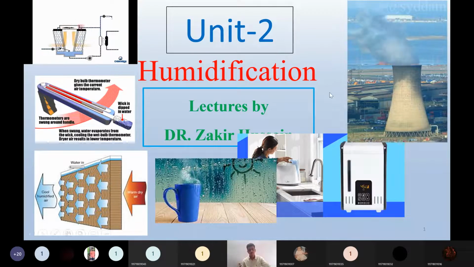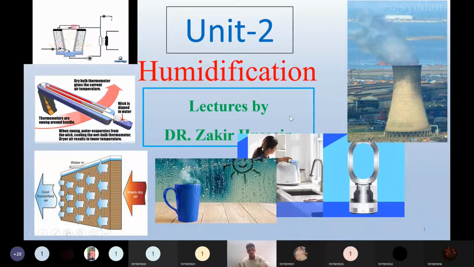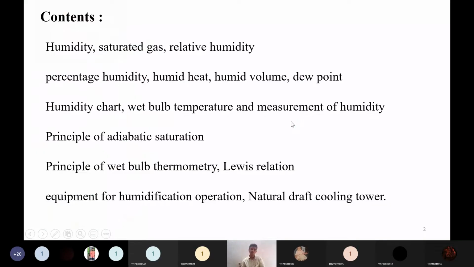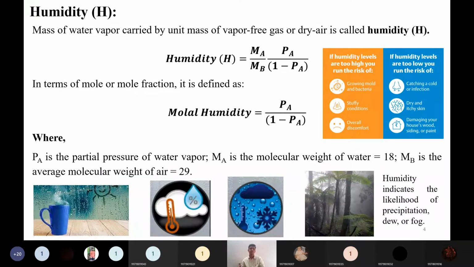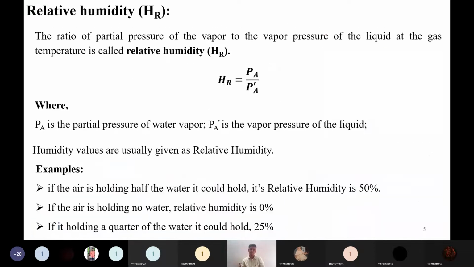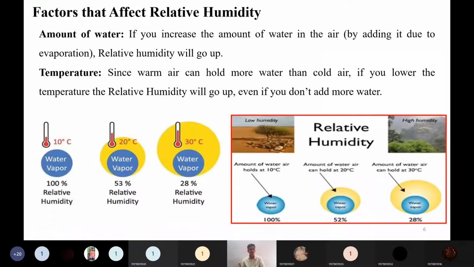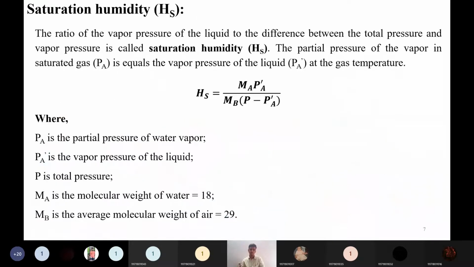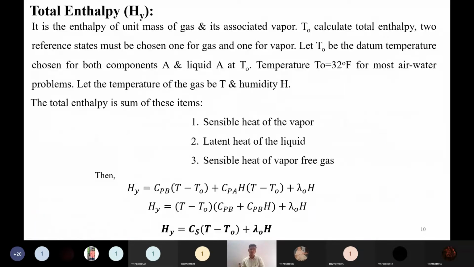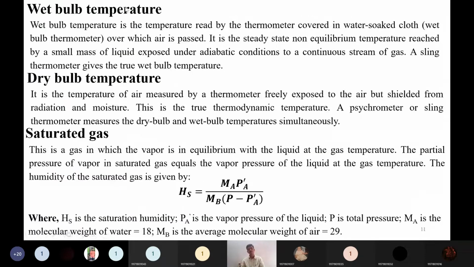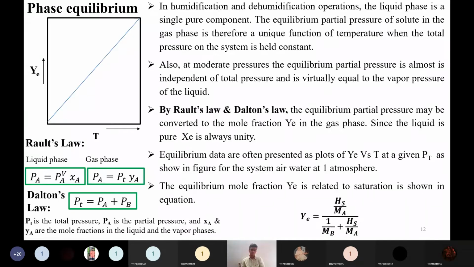From the last class, we were seeing this humidification unit. So far we have seen the various contents in this unit: the definition of humidification, what dehumidification is, and various examples. Then the basic definitions of humidity, molar humidity or mass humidity, relative humidity, factors affecting relative humidity, saturation humidity, percentage humidity, humid heat, humid volume, and total enthalpy. Based on this, we have done two problems. I hope you understood those two problems.